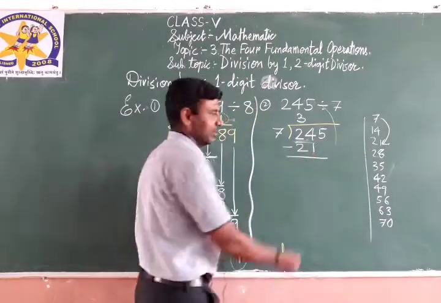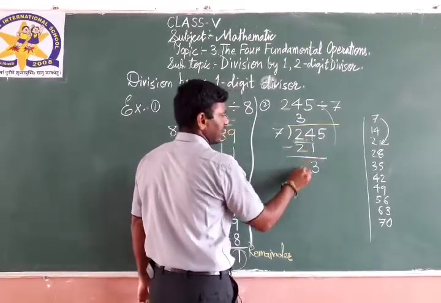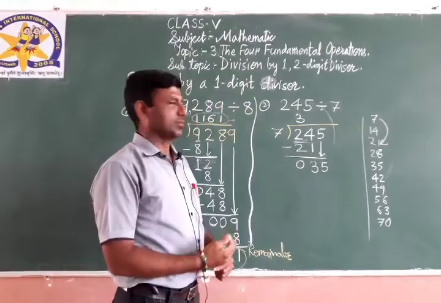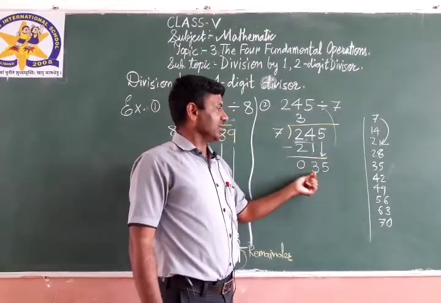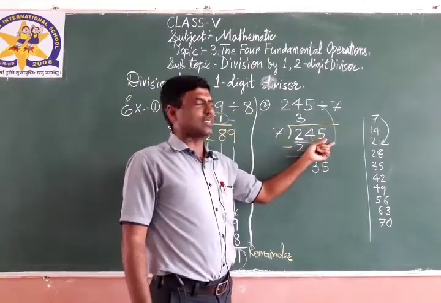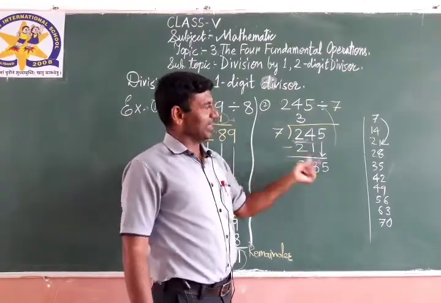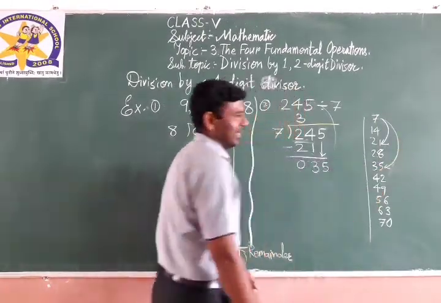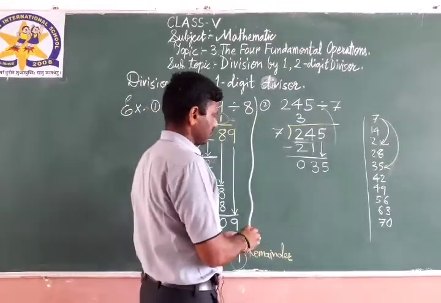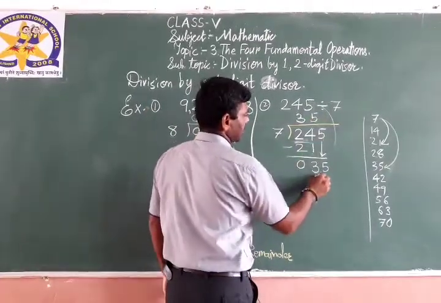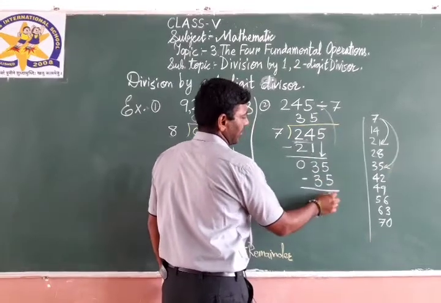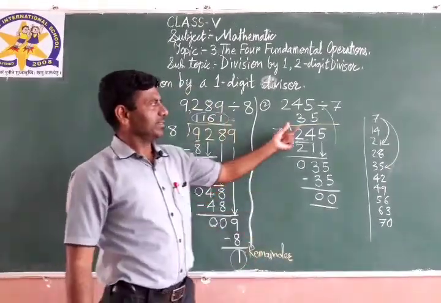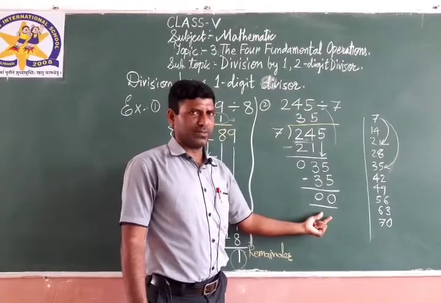4 minus 1 is 3. 2 minus 2 is 0. Bring this 5 down. Now 35. Why did we take 5 down? Because 3 is less than 7. So if digits are there, we put them down. Now in the 7 table, is 35 there? Yes. 7 5s are 35. 5 minus 5 is 0. 3 minus 3 is 0. The quotient is 35, remainder 0.